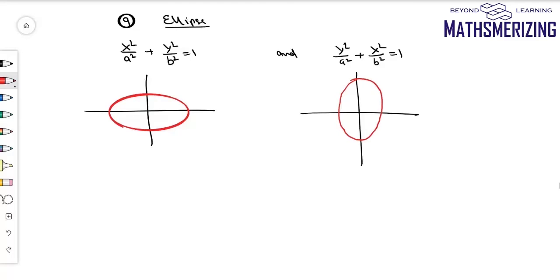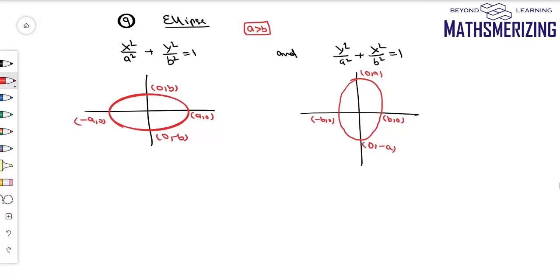Now the ninth graph that we'll study is the graph of ellipse. So basically in ellipse, there are 2 standard forms. x square upon a square plus y square upon b square equals 1 and y square upon a square plus x square upon b square equals 1. So if I draw the graph, it'll look like this. So this is a comma 0 and minus a comma 0. So these are the two graphs of ellipse.